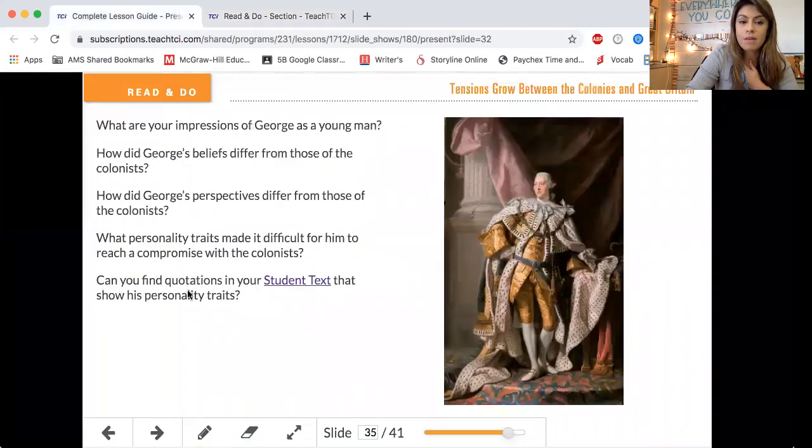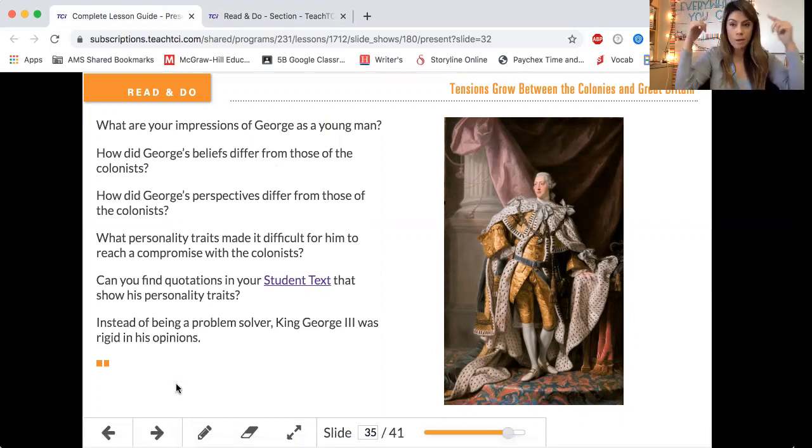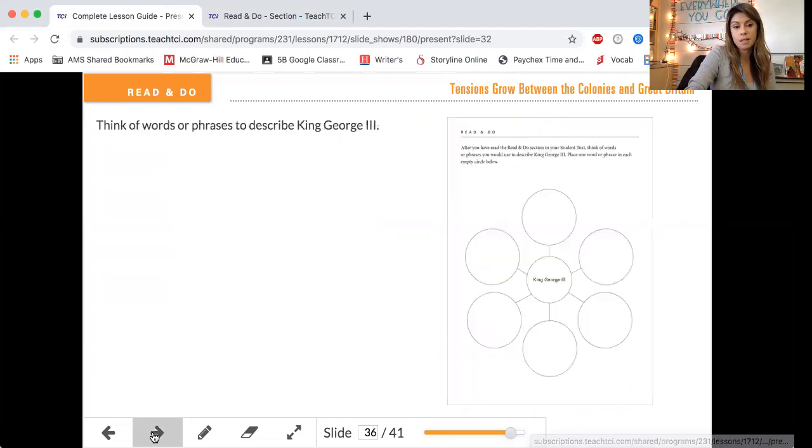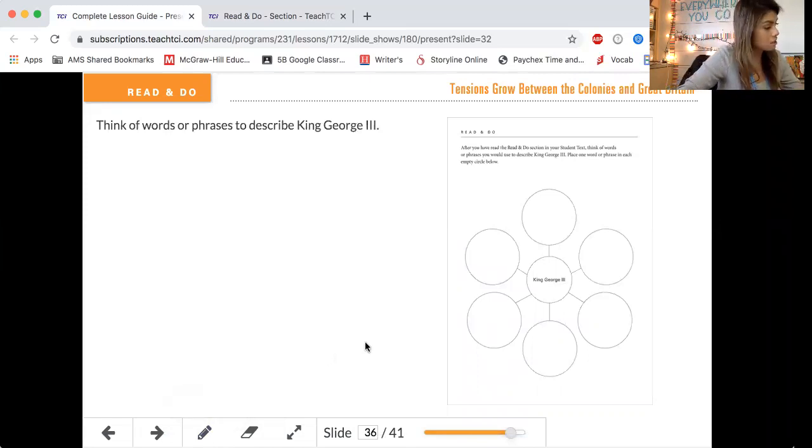All right, so now that we've come up with some ideas about King George III's personality traits, we're going to keep those in our mind because we're going to need them on the next slide. So instead of being a problem solver, King George III was rigid in his opinions. So now, like I said, we're going to keep those personality traits in our mind, and we are going to fill out page 64 in our interactive student notebook.